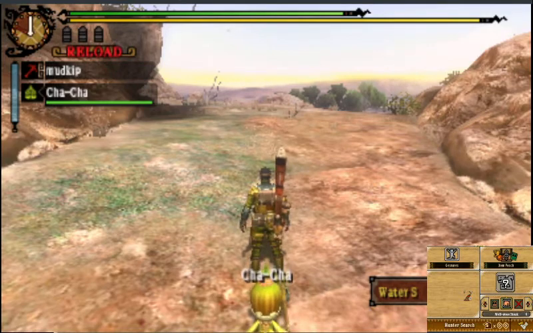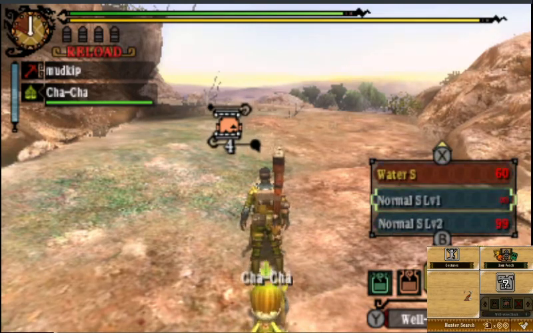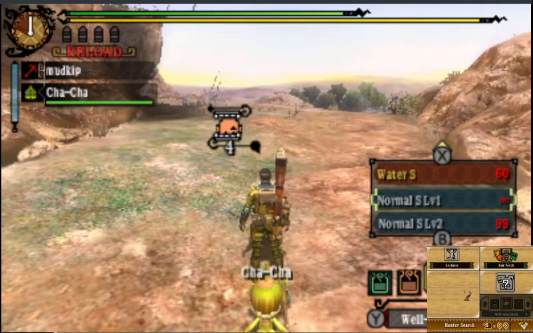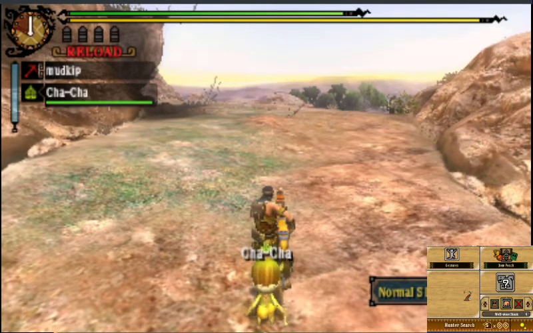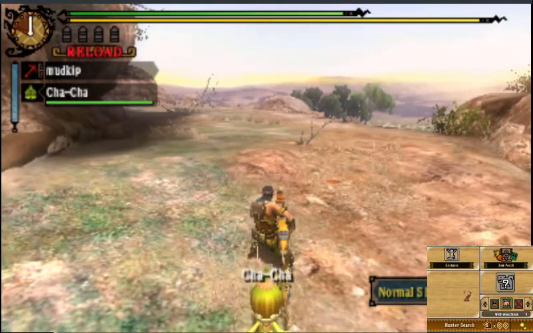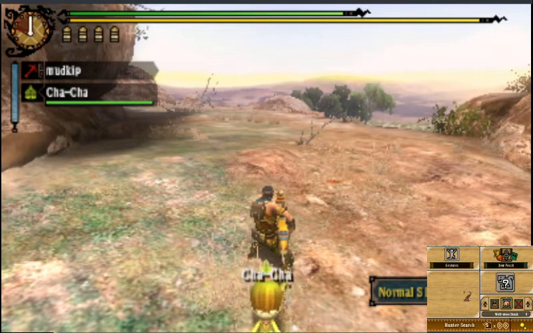You can switch ammo by holding the left trigger and then moving with the X or B. You will always have infinite normal level 1 shots, because that is the most basic shot ever. It is also the least damaging shot. So with X to unsheathe your bowgun, you press X again to reload. That was the reloading animation, and you fire with A.